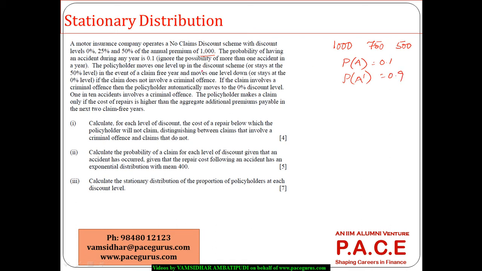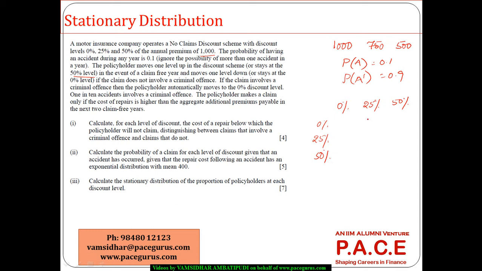The policyholder moves one level up in the discount scheme or stays at 50% in the event of a claim free year, moves one level down or stays at 0% level if the claim does not involve a criminal offense. So probably it is like, if I am talking about these 0%, then 25%, then 50%. Here also I am talking about 0%, 25% and 50%.